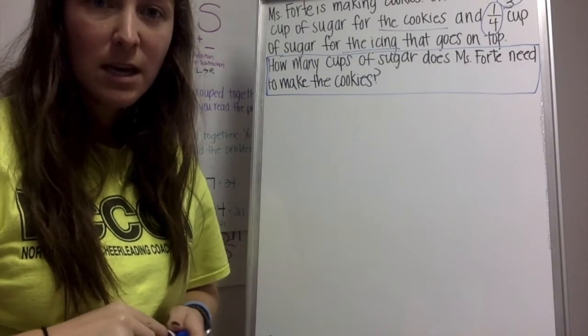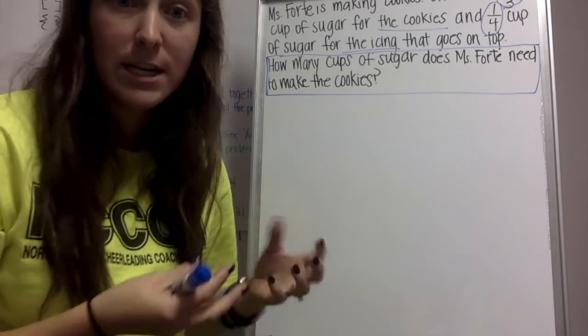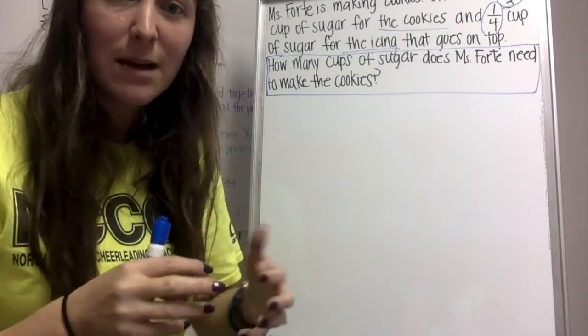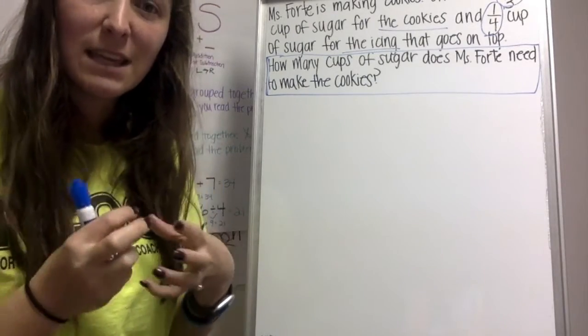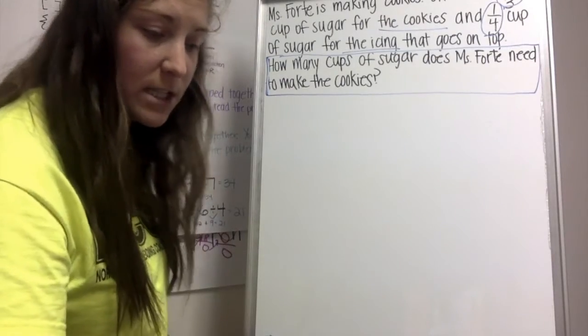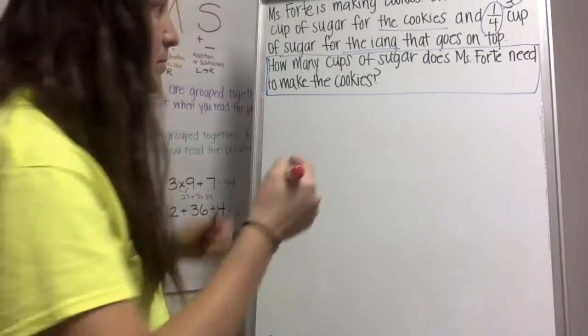And that's going to be how much sugar does she need to do both? She needs to make the actual cookie and then the actual icing part. So anytime that I need to find both or something together, I'm going to have to add. So if you said addition for this problem earlier, you are correct. So I'm going to write out my addition problem here.